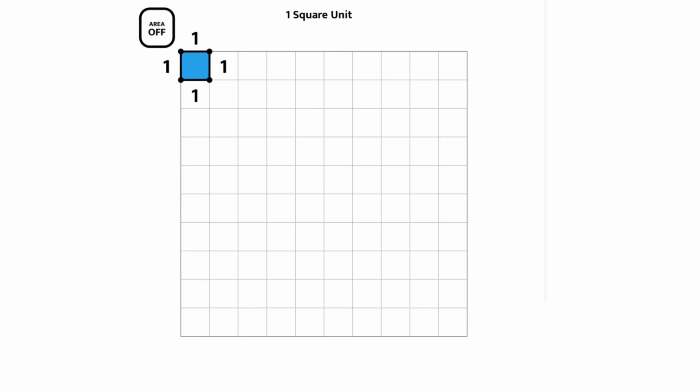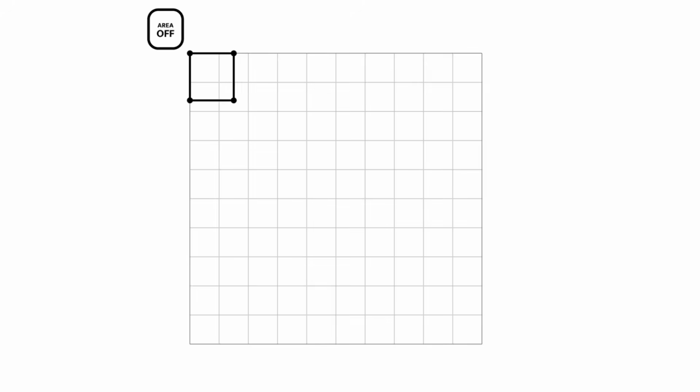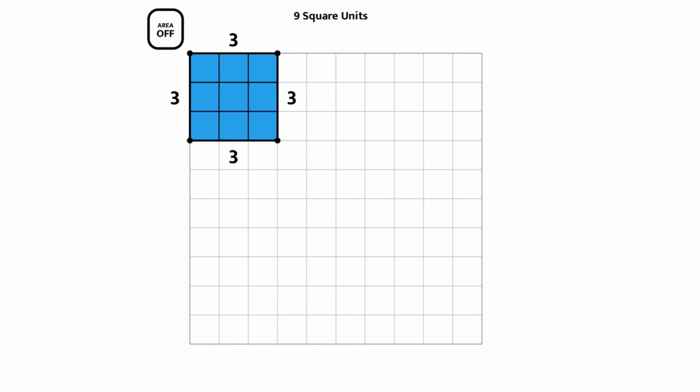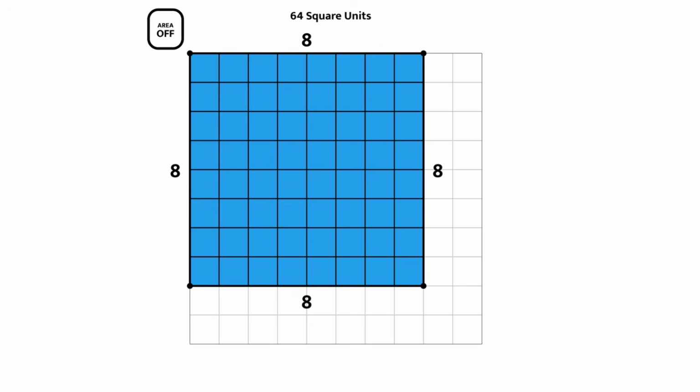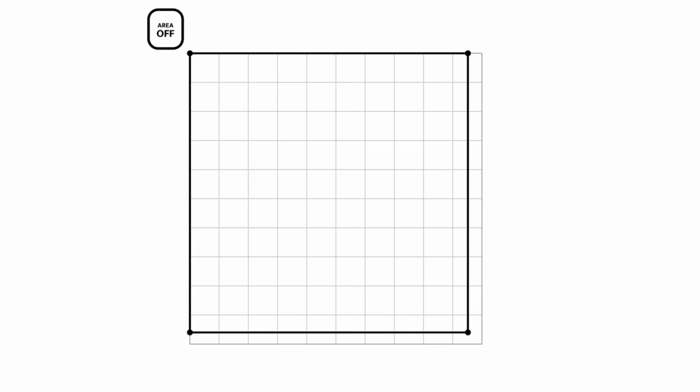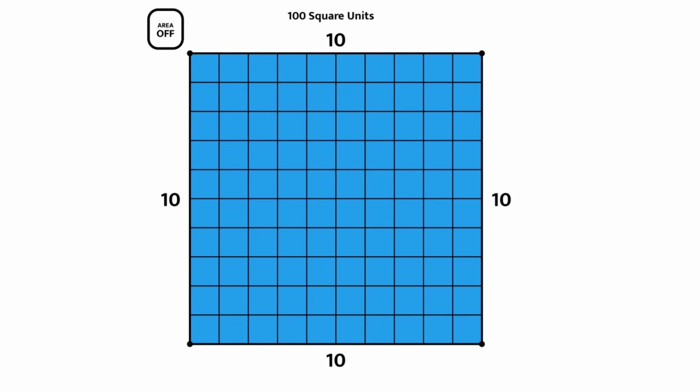You can see here, when side is 1 unit, area is 1 square unit. When side is 2 units, area is 4 square units. When side is 3 units, area is 9 square units. If we continue the pattern, when side is 10 units, area will be 100 square units.